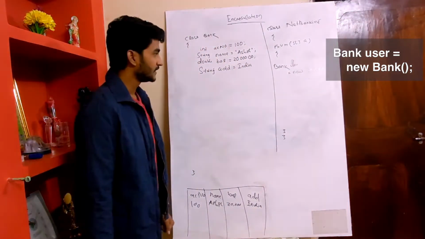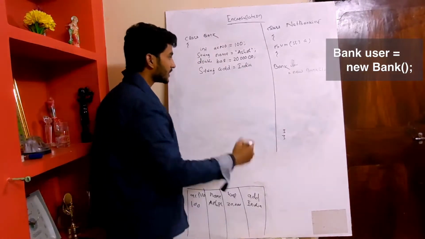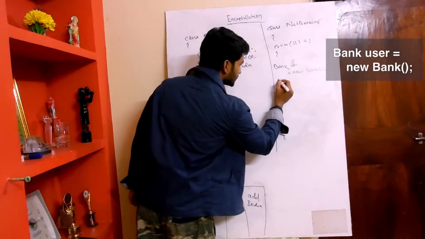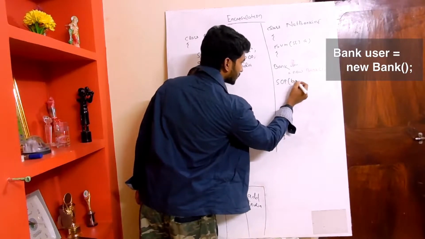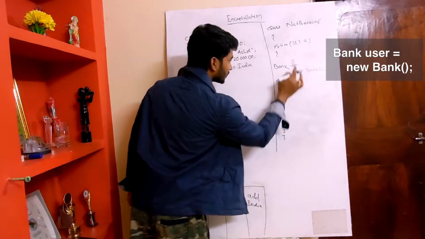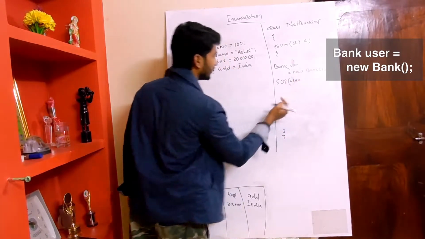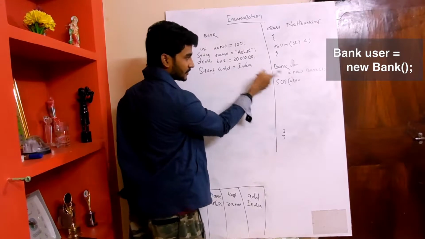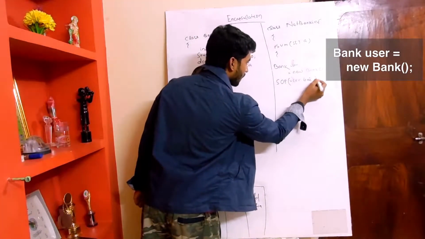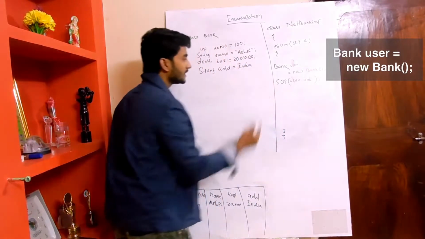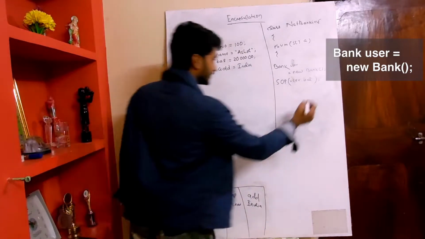Okay, so my bank object is created right now. My reference variable is user. Now he wanted to have a balance entry, so what do you do? System.out.println of user.balance. User is my bank reference. So what is it going to print? It is going to print the balance, right? 20,000.